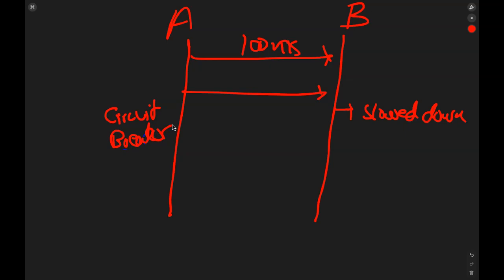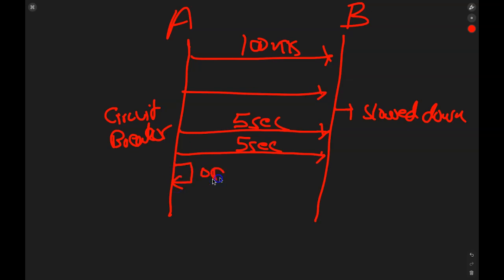Now calls will start to slow down here. It will take 5 seconds, and it would make another call that takes 5 seconds. Now the circuit breaker will kick in because it identifies that calls have slowed down or started throwing exceptions. At this point the circuit will go to an open state.